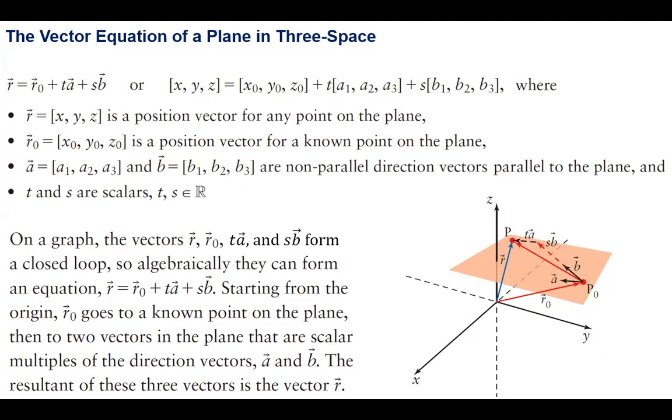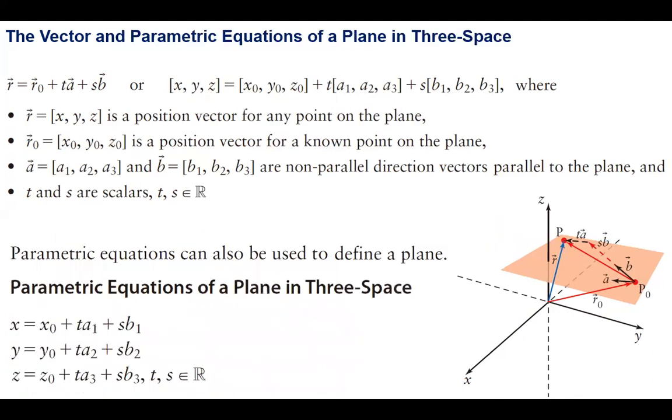Okay, if you don't have any questions, let's have a look at the concept of parametric equations of a plane in 3-space. Remember that we have just talked about the vector equations, right? Which is x, y, z equals x naught, y naught, z naught, plus t times the first vector a1, a2, a3, plus s times the second vector b1, b2, b3.